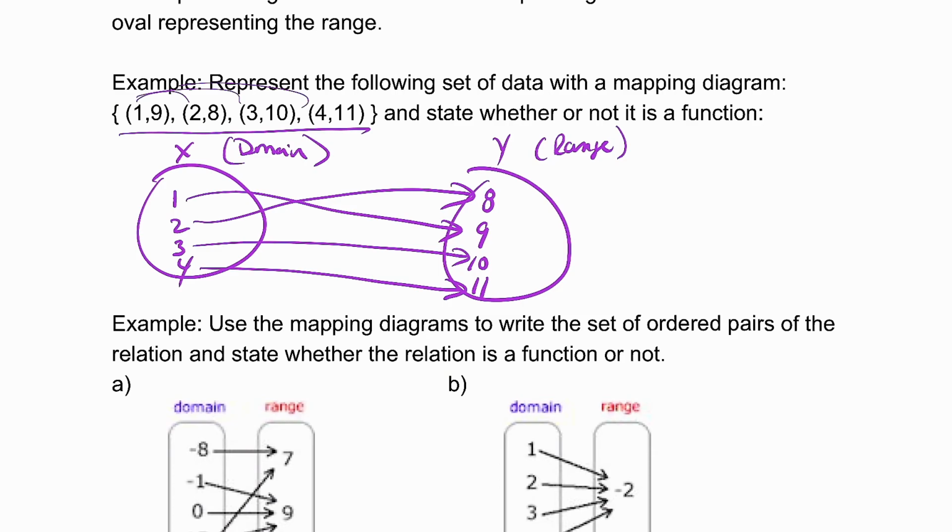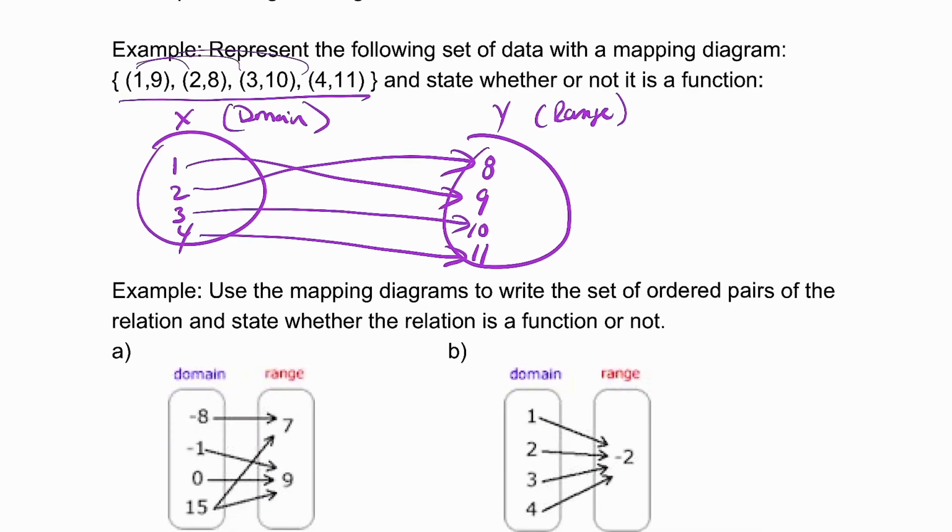The nice thing about a mapping diagram is that it's really easy to tell if this relationship is a function or not. We can tell by looking at, for each value of x, how many arrows are coming out of it. If there's only one arrow for every single x coming out of it, in other words it only maps to one value in my range, which is why it's called a mapping diagram, and it only has one answer, then it is a function.